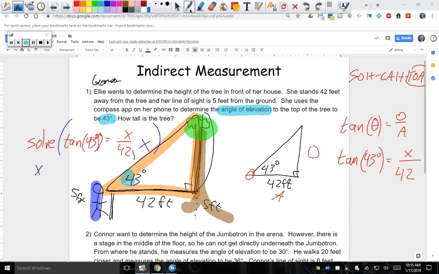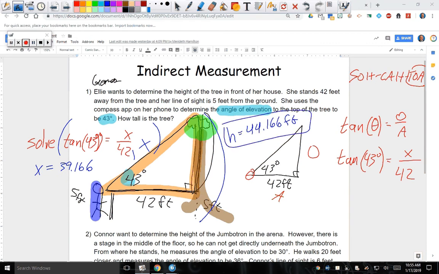Nicely done. So remember, whatever we get here, which we got 39.166, we're going to add 5 so that our final height, like we said at the beginning, is going to become 44.166 feet. Questions?